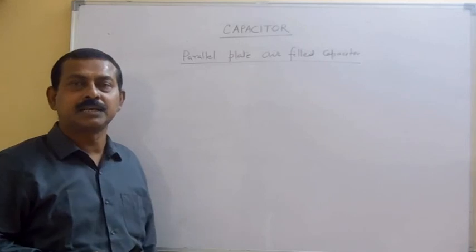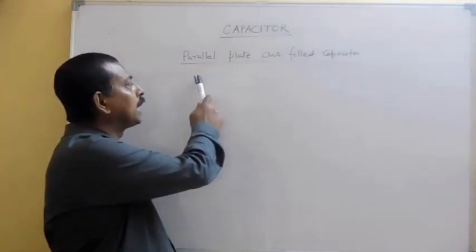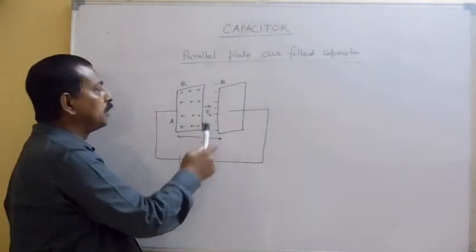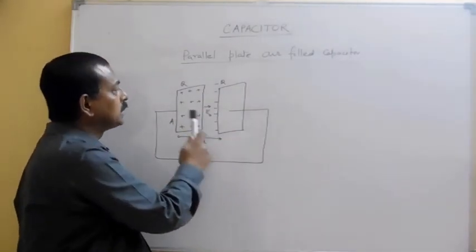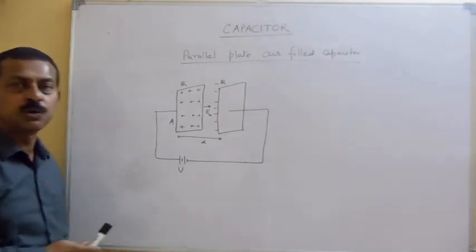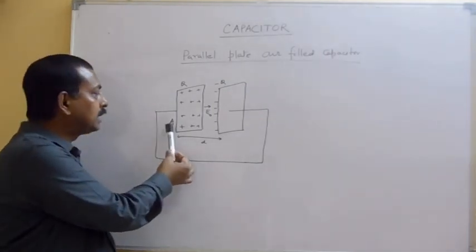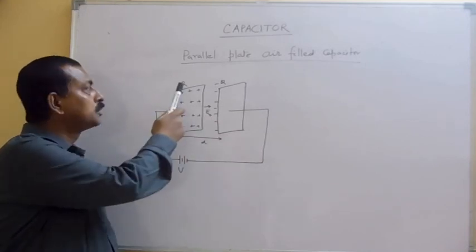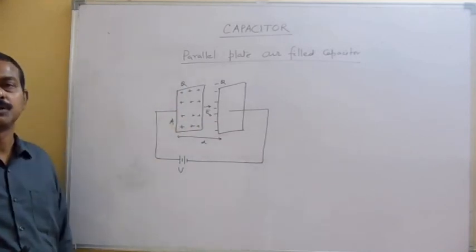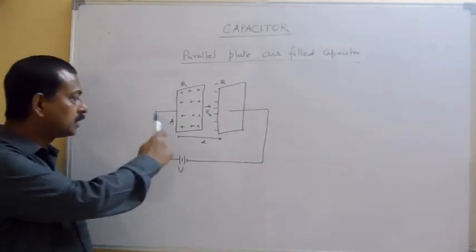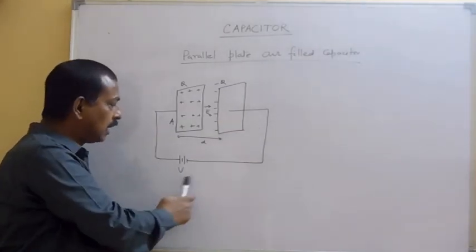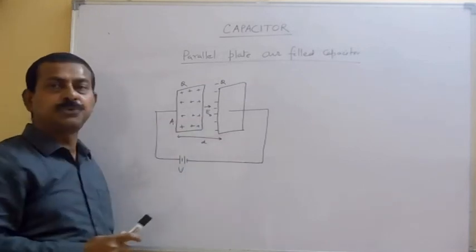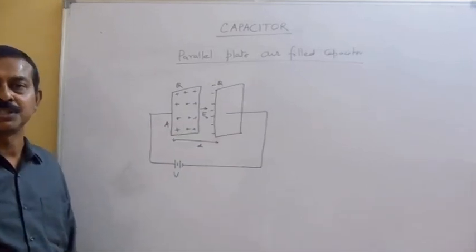So, let's start with the expression for capacitance of a parallel plate air-filled capacitor. We have taken two plates which are kept parallel to one another. They have plate area capital A, and plate separation is small d. Q is the charge developed on the two plates when it is connected to a source under potential difference V. E0 is the electric field between the plates of the capacitor.